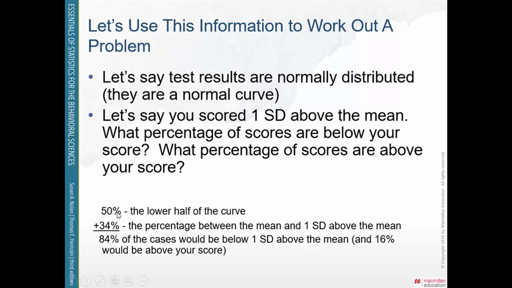So I have this for you here. 50% is the lower half of the curve. 34% is the percent between the mean and one standard deviation above the mean. So 84% of the cases would be below one standard deviation above the mean, so below your score, and 16% would be above your score. If you figured that out, good for you, and it means you already know quite a bit about the normal curve, so good job.